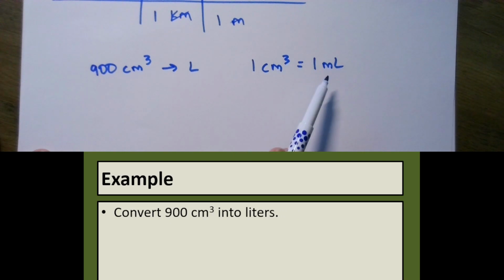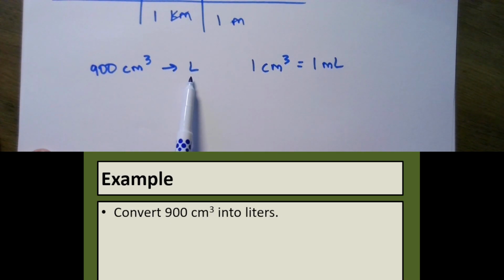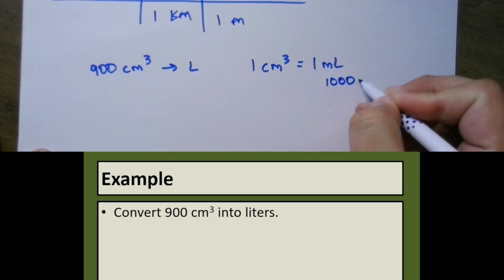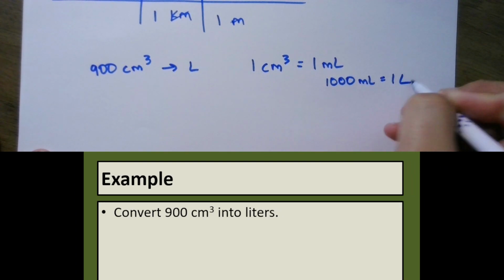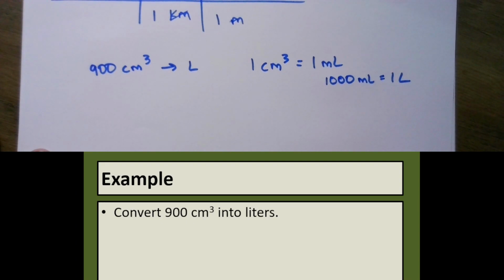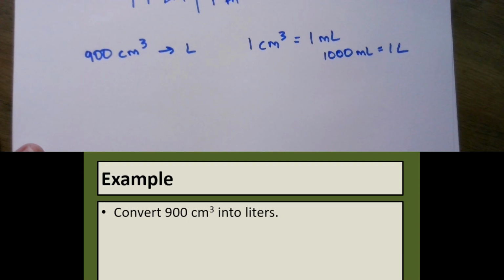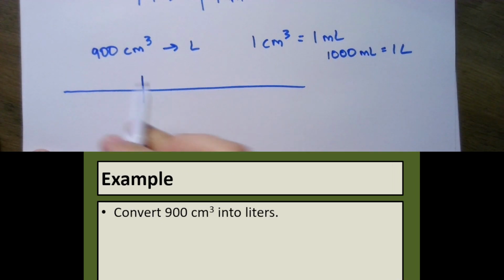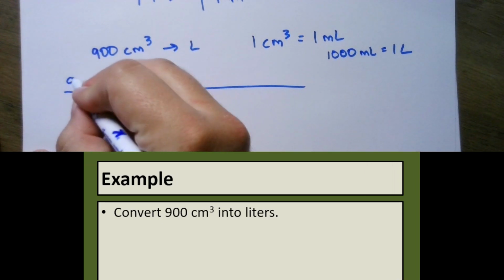So that's how those two things are related. Now that doesn't get me exactly to liters, but once I have milliliters, there's 1,000 milliliters in every 1 liter. So using those two conversions, I can do the same thing with my train tracks to get to my answer. I'm going to start with my 900 cubic centimeters.